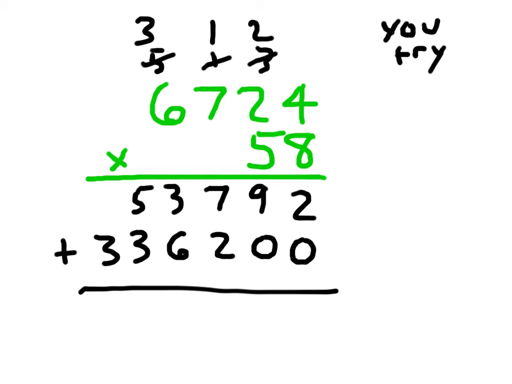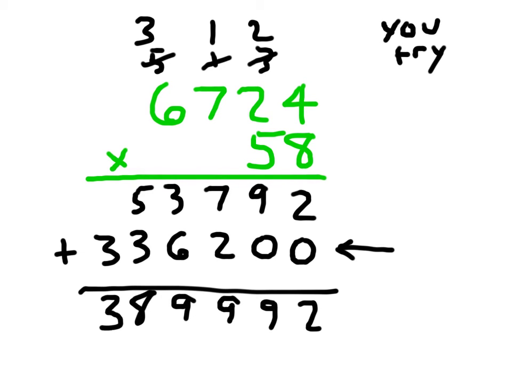Check the second answer right here that you had. Hopefully 6,724 times 50, you did get 336,200. Adding those two together carefully, this is what we get. And look at your final answer and see if that's what you got as well. Did you get 389,992? You'll notice again it is a 6-digit answer.